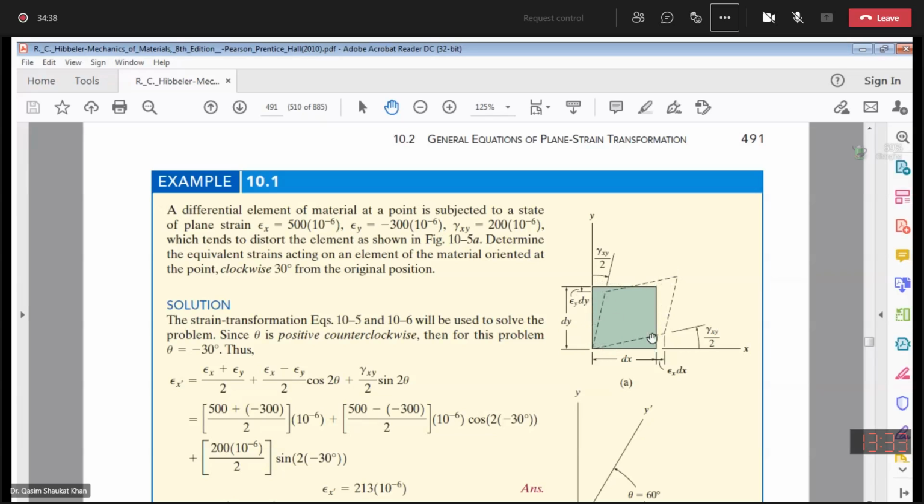So along the x-axis, you can see that there is elongation in the length. Now strain is epsilon x, the change in length over original length. So original length is dx, so change in length is epsilon x strain times the original length. So the change in length is epsilon x dx. Then along dy, you can see that there is shortening of the length. Epsilon y dy is the change in the length along the y-axis, and this is the shortening.